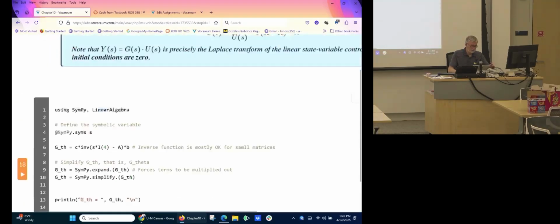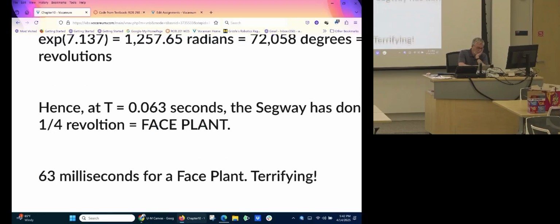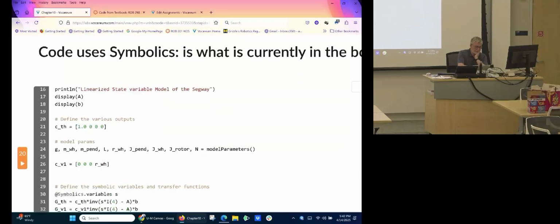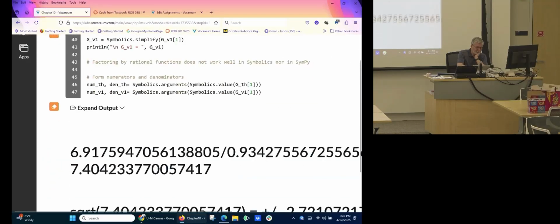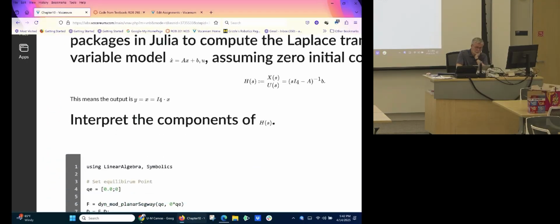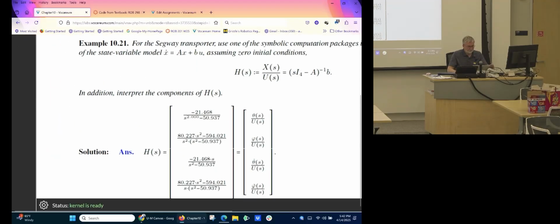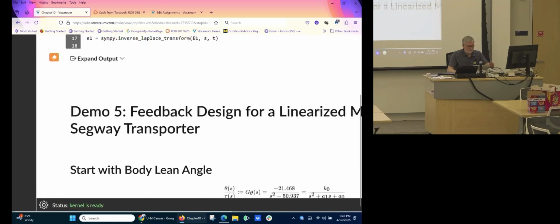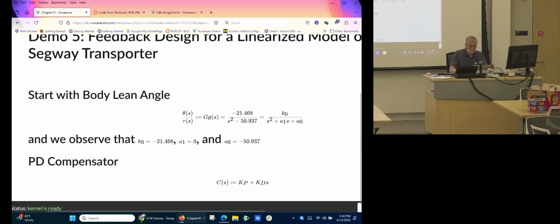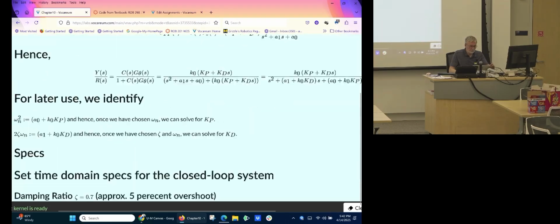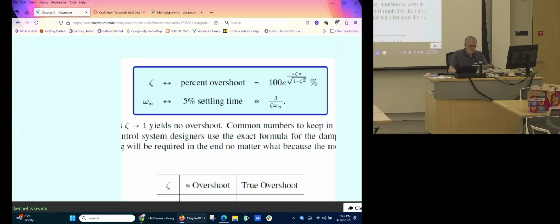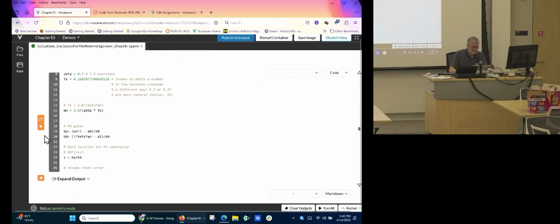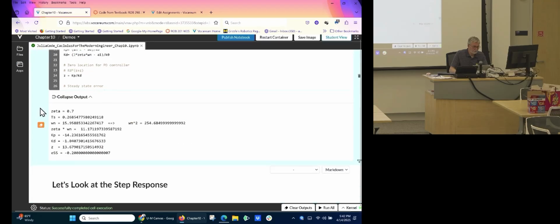That's getting the model. Skipping all the transfer functions. You guys will have no trouble with that. Sorry, I had this all set up. Okay, here's where we were. And probably I have to rerun the cell. Yeah, I get to run the cell.